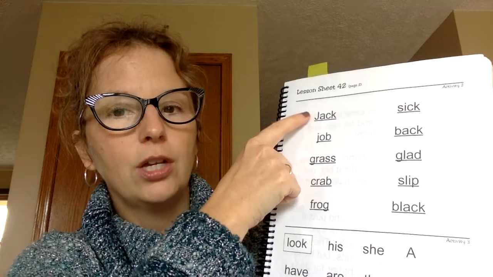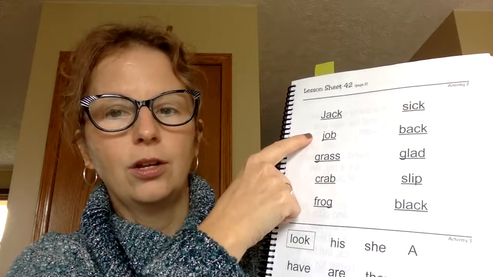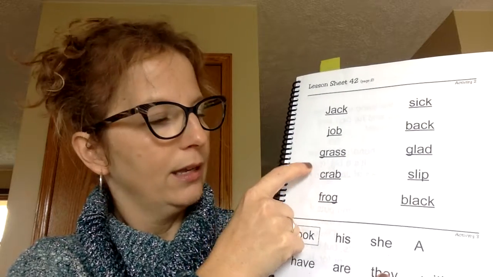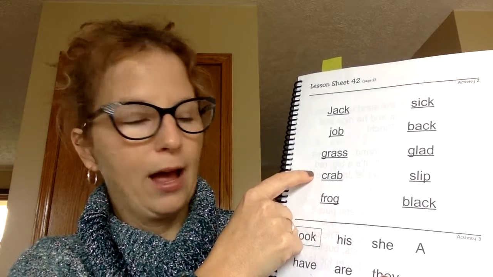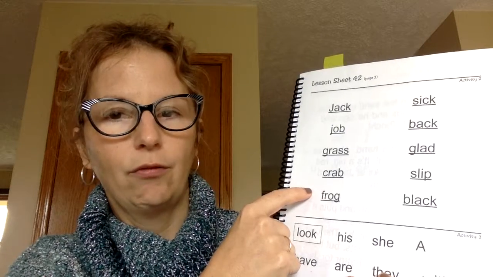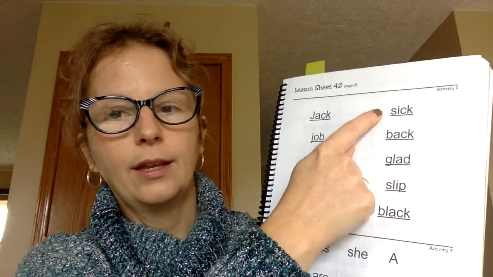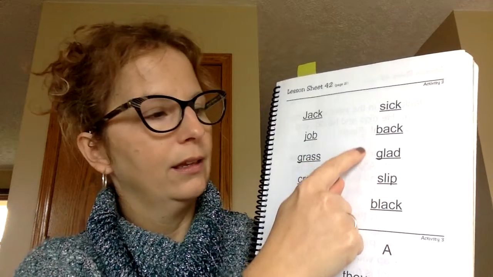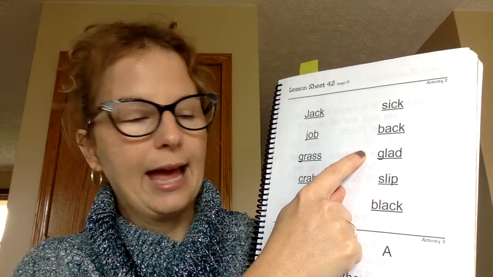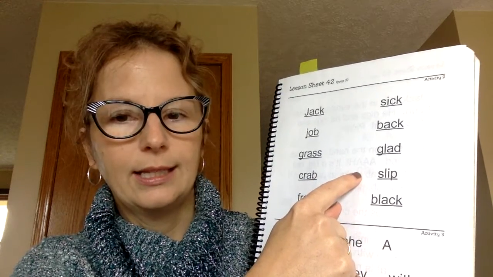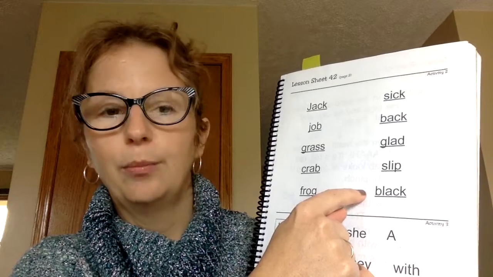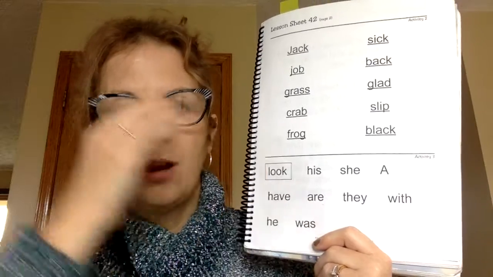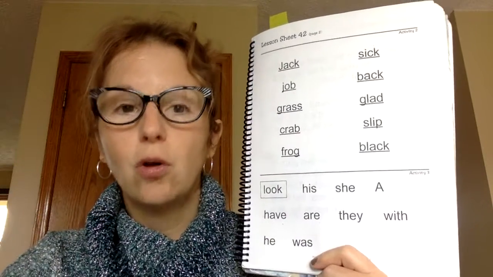Okay, let's go through and read these words quickly now that we've sounded them out. Ready? Here we go. Jack, job, grass, crab, frog, sick, back, glad, slip, black. Good job.